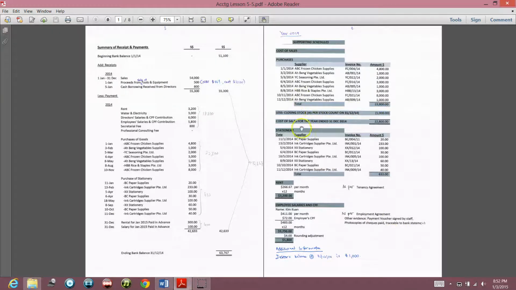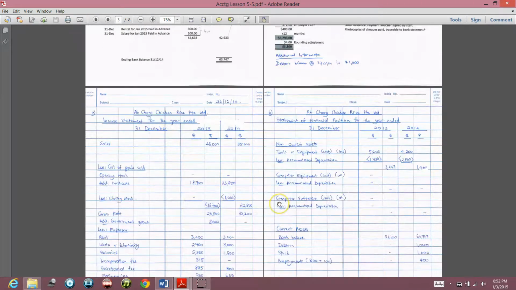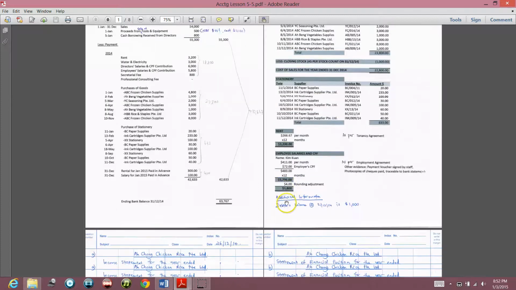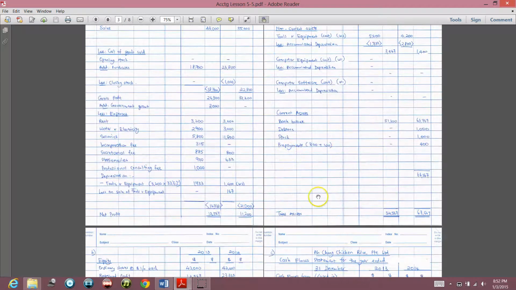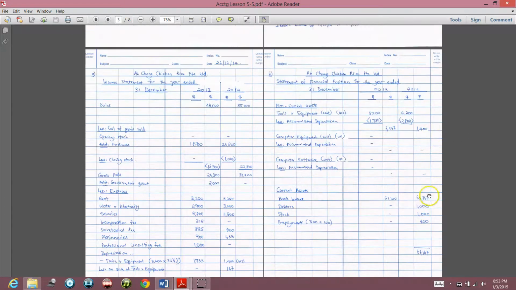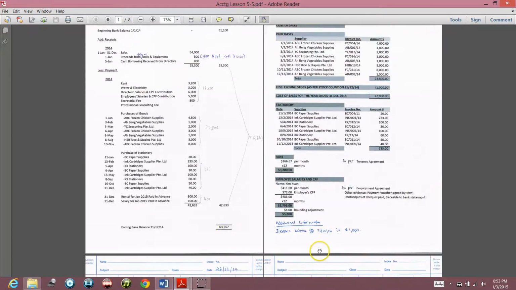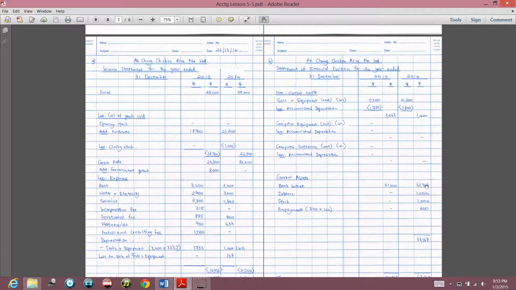2014. Okay, so now 2014, I have extracted the question paper here for easy reference. So these are the figures for 2014, right? So this is the beginning bank balance, ending bank balance. So what is my style of answering the question? My style of answering the question is, since I have laid out all my papers, I will slot in whatever numbers that is easy for me to slot in. For example, the bank balance 63,767. I can just take this number and slot inside this place.